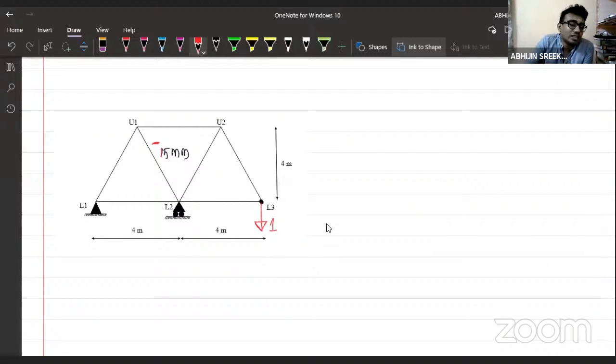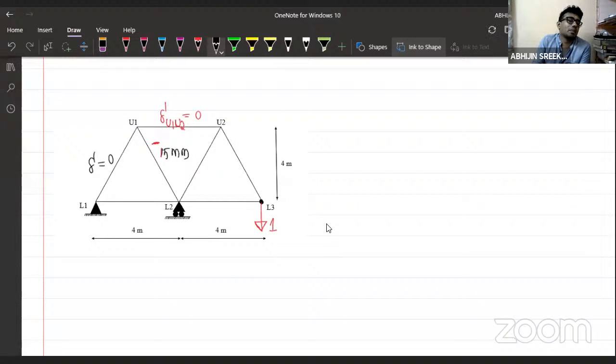Now coming to what is the fabrication error in this member? I'm going to call it delta U1, U2. What is the fabrication error in this member? Tell me the fabrication error. Exactly, it is 0. Why? It is not mentioned there. Here also, it will be 0.